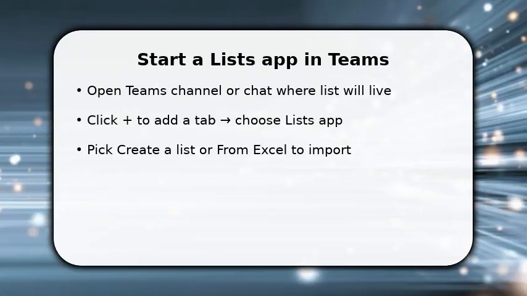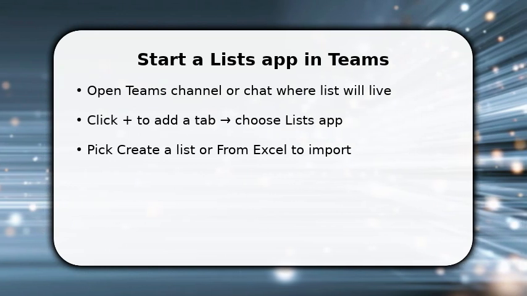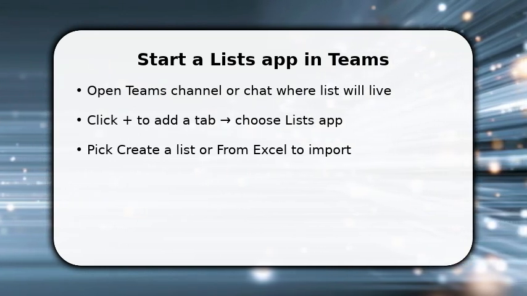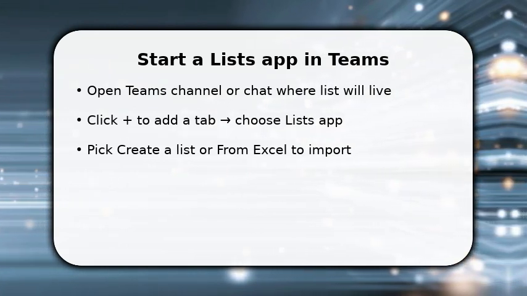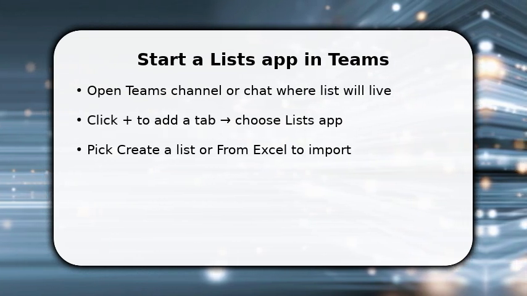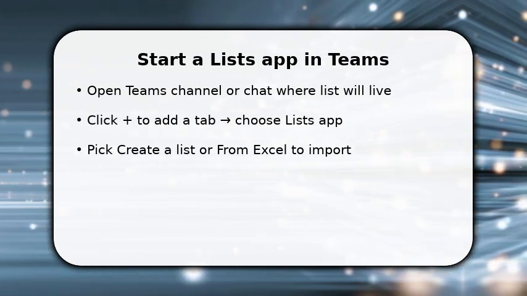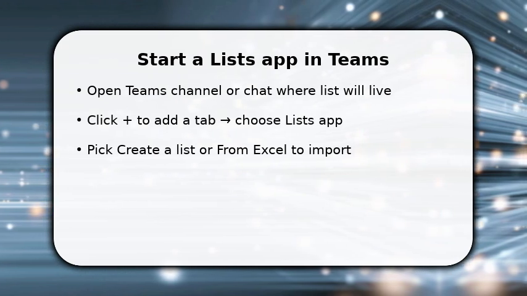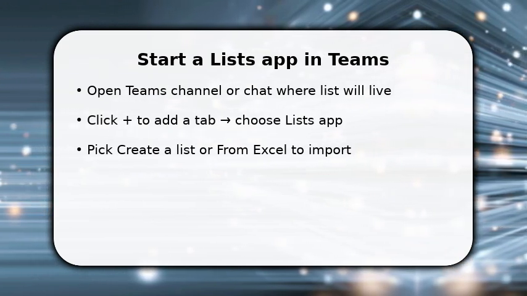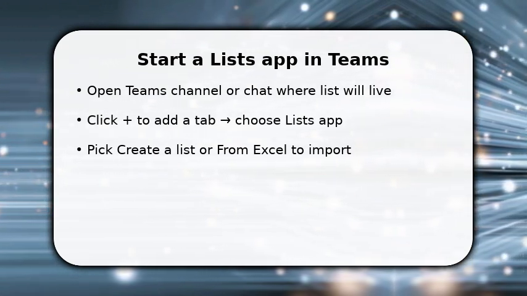You already have permissions and teams open. Now add lists as a tab. Click the plus in the channel or chat header, select lists, and choose Create a List or from Excel. Once done, name the list, pick a template or start blank, and set who can edit. Make sure to choose the channel to attach the list so everyone sees it.